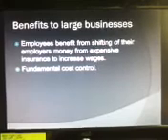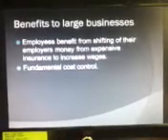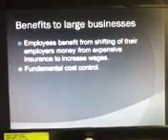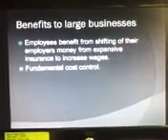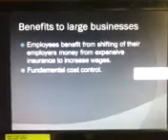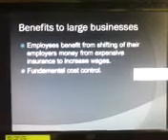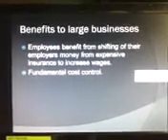The employees of the large businesses will benefit from shifting their monies from expensive insurance to increased wages, and that would benefit the economy, having people with higher paying jobs, and this will also help with cost control.